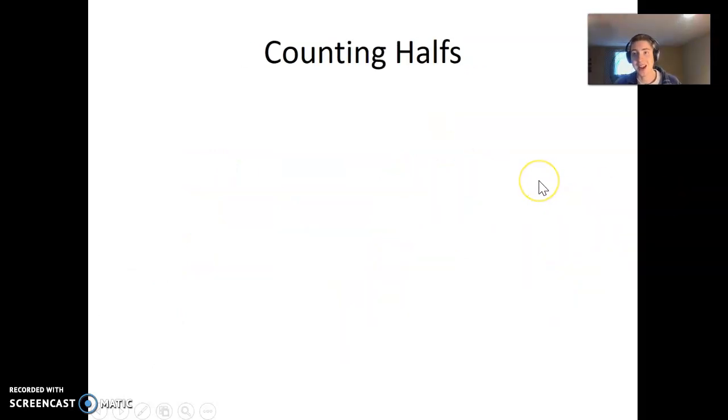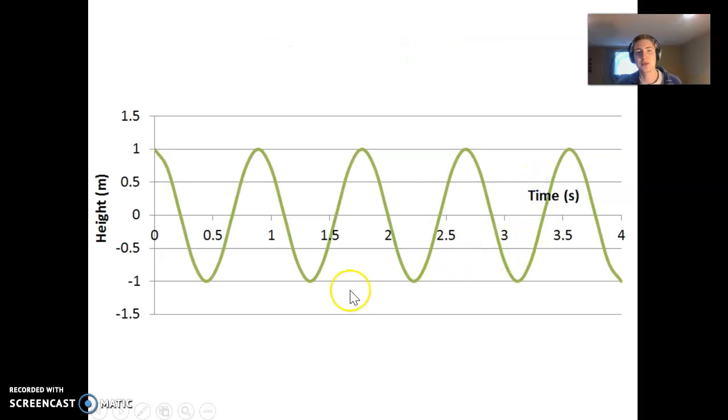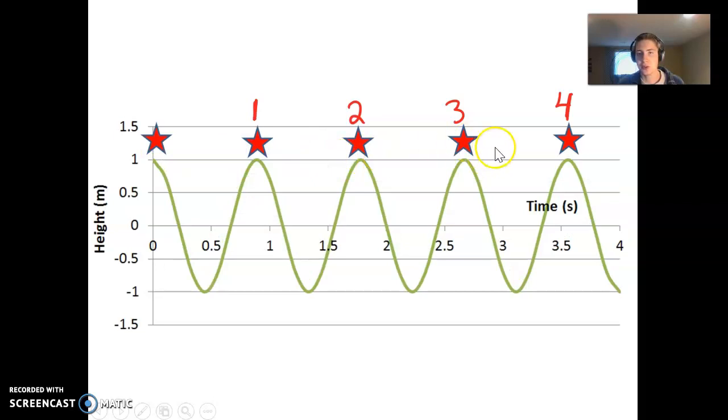So, counting halves. There may be times when we start at the top and end at the bottom, and that's where it's really important to count halves. And so if we start at the top, we're going to measure from the top to the top. That'll be 1, 2, 3, 4, right? And then we need to count our halves. And so our halves will be in between here.